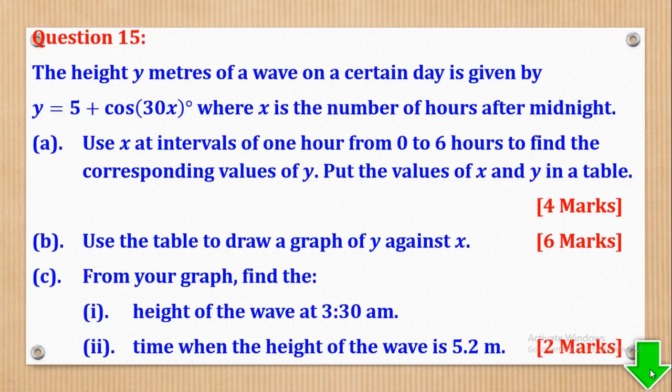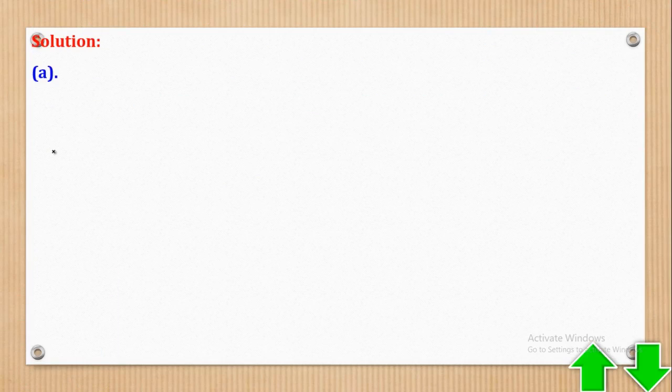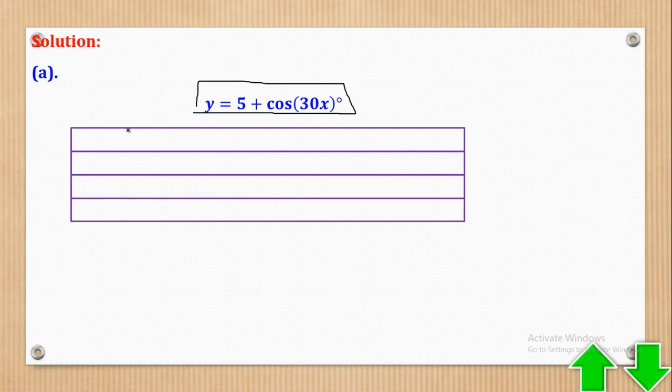So we shall start with part A. First of all, we are given this equation relating x and y. Therefore, we shall draw a table having values of x, value of 5, and value of cos 30x degrees. Then lastly, value of y here. They told us that we use values of x ranging from 0 to 6 and with intervals of 1 hour. So we shall start with 0.